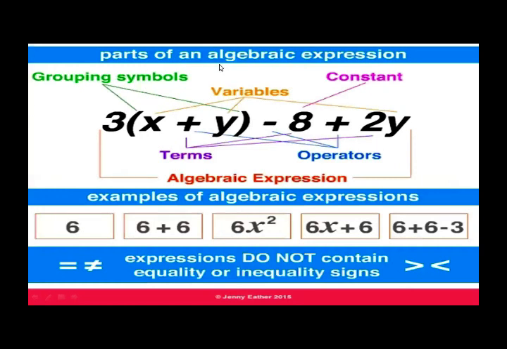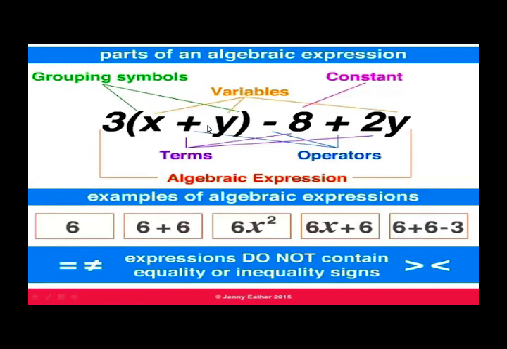Now we see the parts of an algebraic expression. Here we have an example: 3 bracket, which means multiplication, x plus y bracket close, minus 8 plus 2y. According to our understanding, 3 and 2 are the coefficients. x and y are the variables, and 8 is the constant. We see 3 into x plus y. As in this bracket we have two different variables, we write them within brackets. That is why this is known as a grouping symbol.